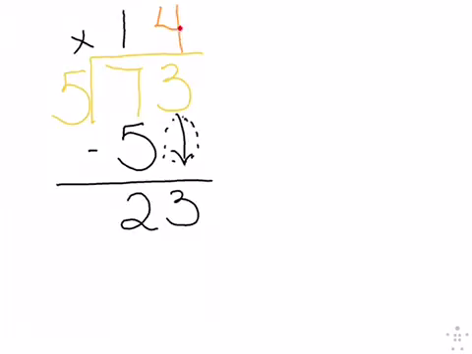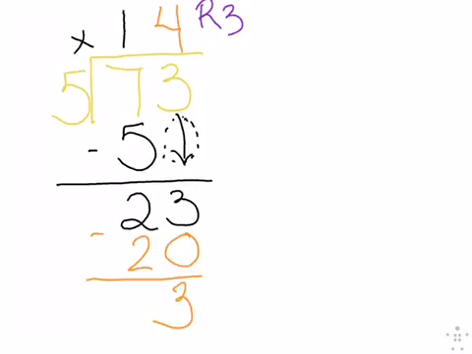So 4 ones times 5 is 20 ones. Now, because I know I passed out 20, I've got to get rid of them because they're gone. 3 take away 0 is 3. 2 take away 2 is nothing. So I have a remainder of 3.